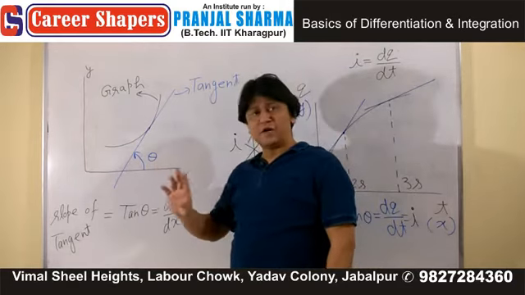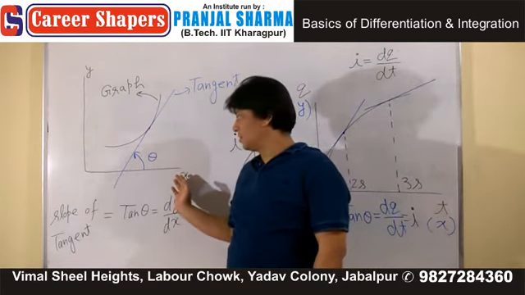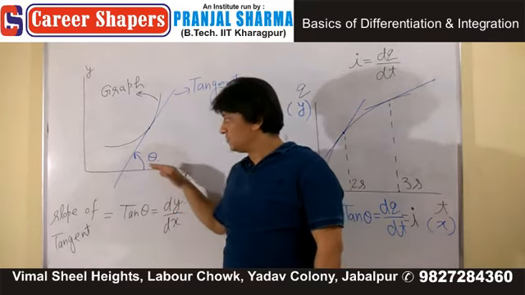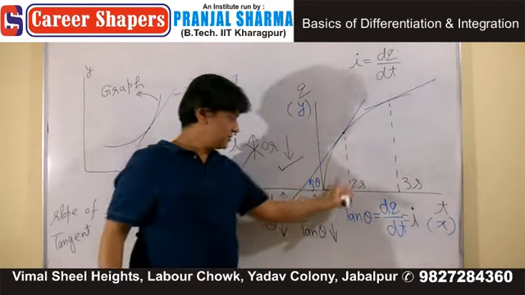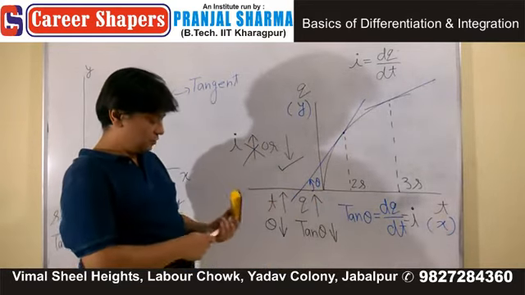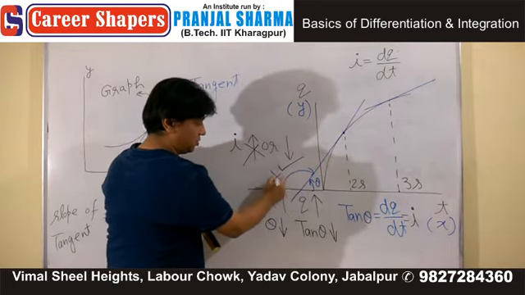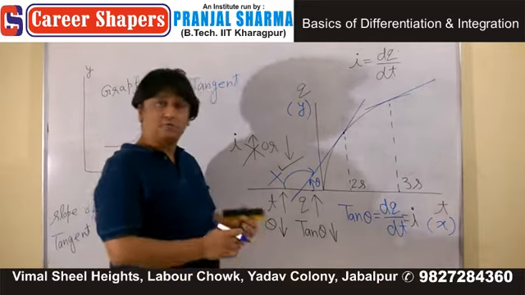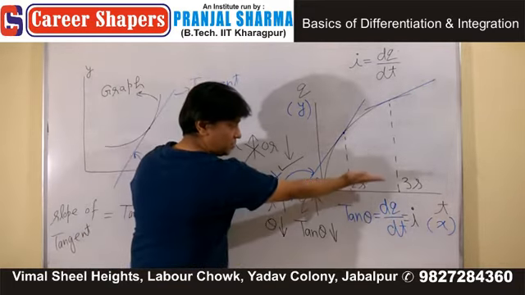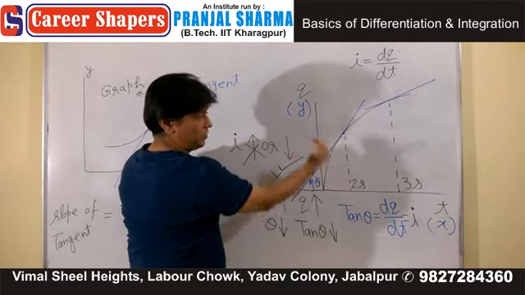Just important information is what? Theta is always taken from the positive side of the horizontal axis. That's the negative side, this is the positive side. We do not take theta like this. No, we do not take theta from this side. We always take it from the positive side anti-clockwise.